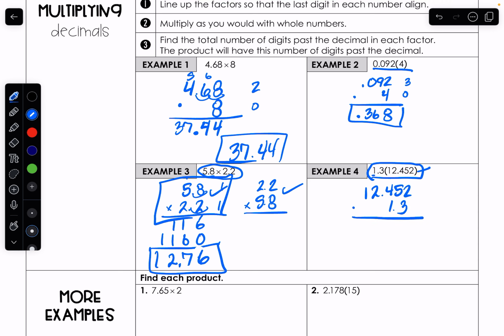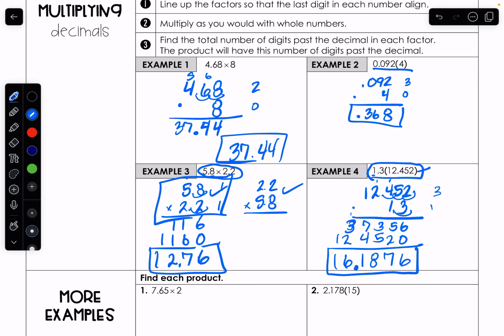So 2 times 3, 6. 15, regroup the 1. 12 plus 1 is 13, carry the 1. 7, 3, don't forget to drop your 0. 2, 5, 4, 2, 1. That's my favorite part, multiplying by ones. 6, 7, 8, 11. So I'm going to carry my 1. That gives me 6. Okay, now I'm going to count my decimals. 1, 2, 3, 1. So 3 and 1. So 4 into the answer. 16 and 1,876 10,000s.